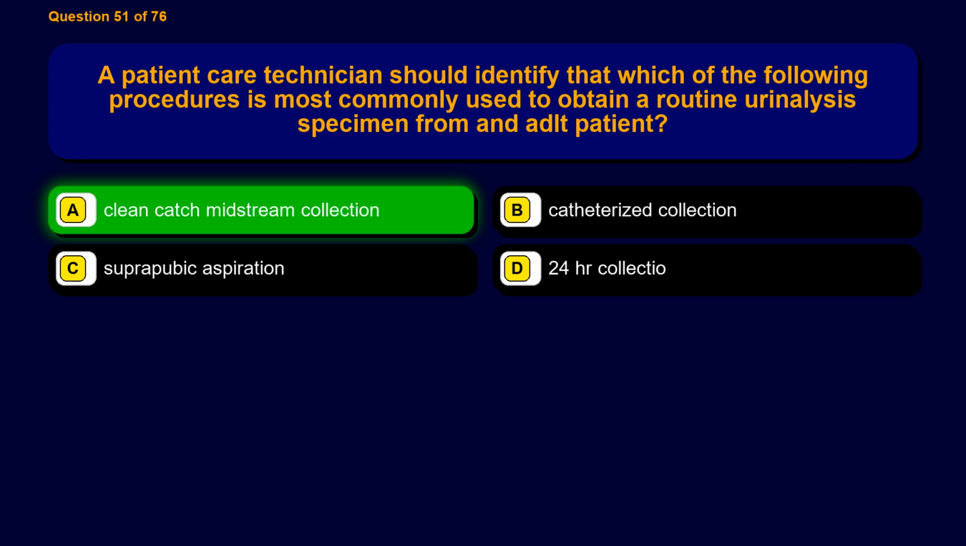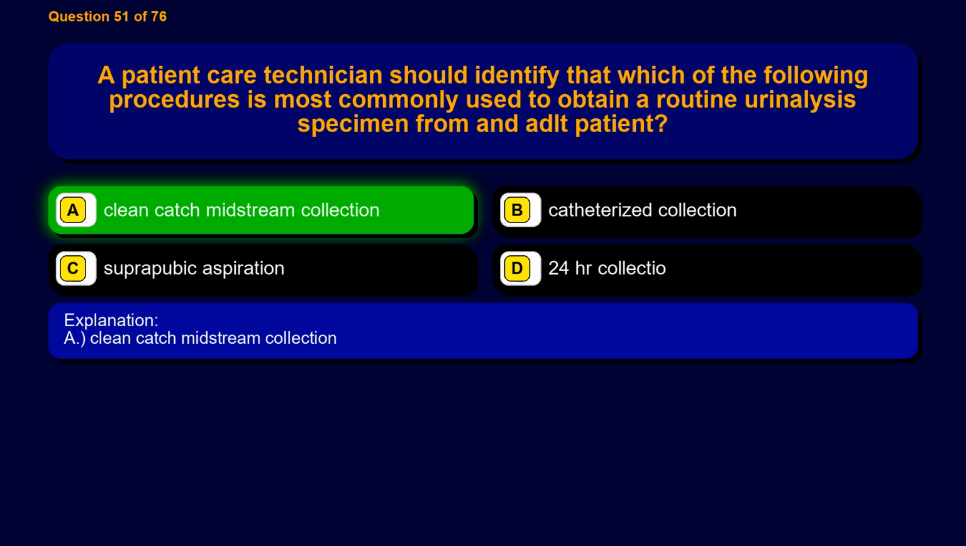The correct answer is option A, clean catch midstream collection.